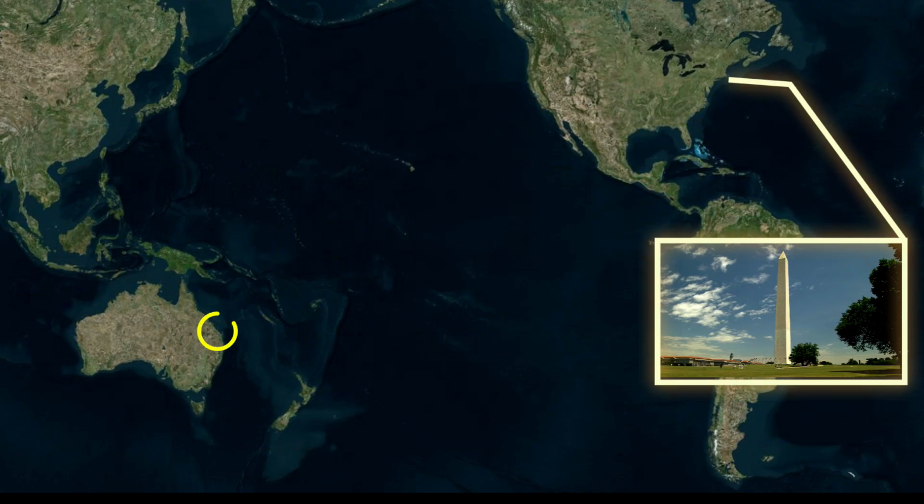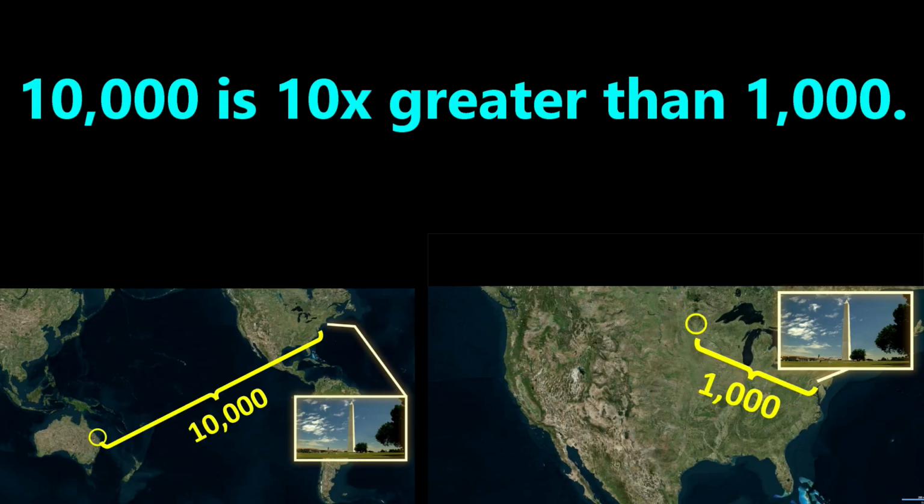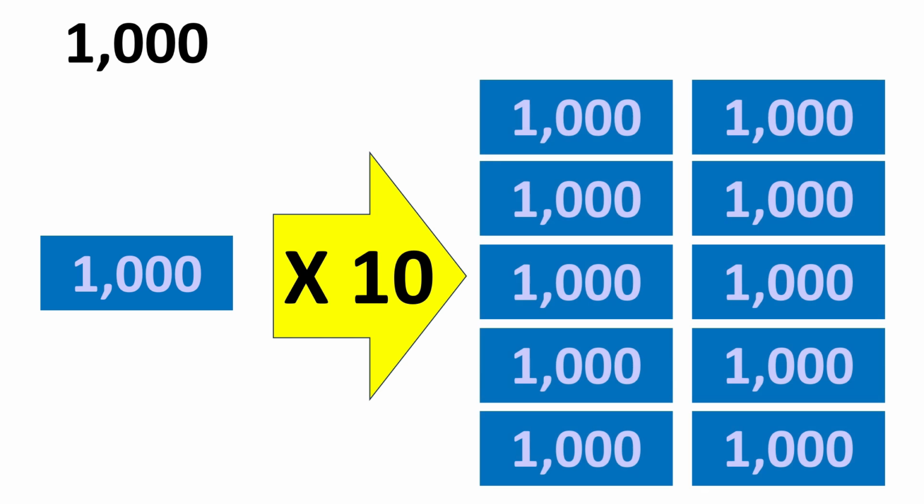This is a big city in Australia called Brisbane. The distance from the Washington Monument to Brisbane is 10,000 miles. Please note that the number 10,000 is 10 times greater than the number 1,000. For example, if we start with 1,000 and multiply it by 10, then we get a total of 10,000. 10,000 is 10 times more than 1,000.